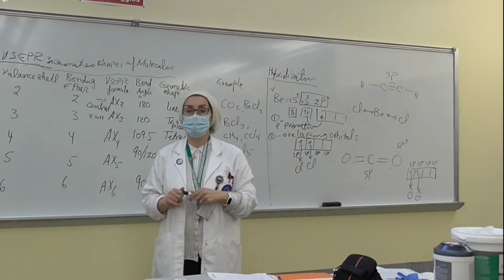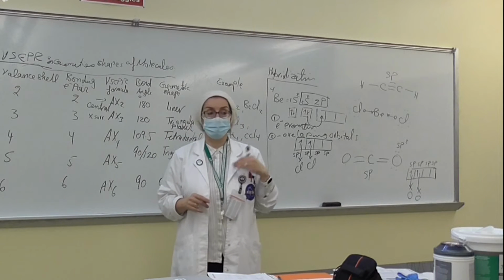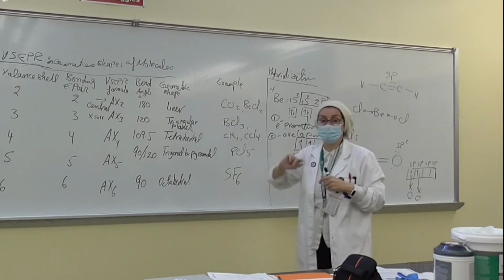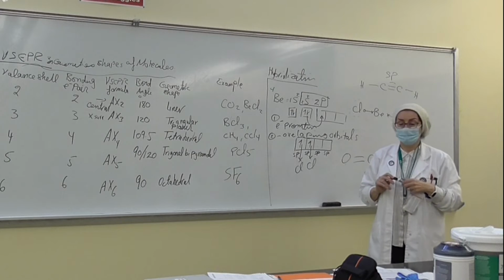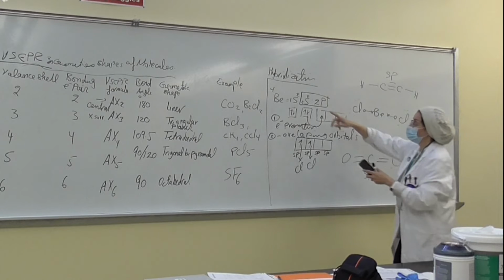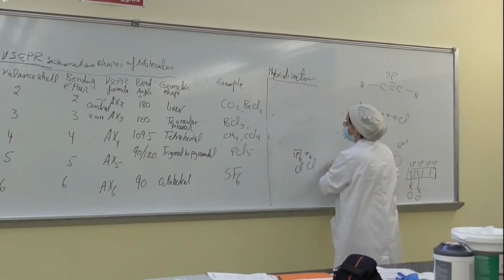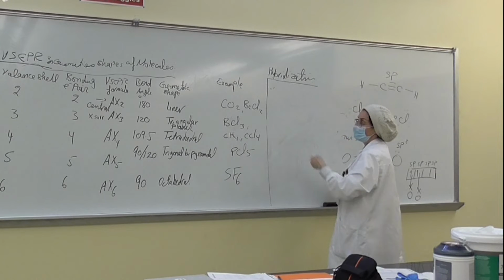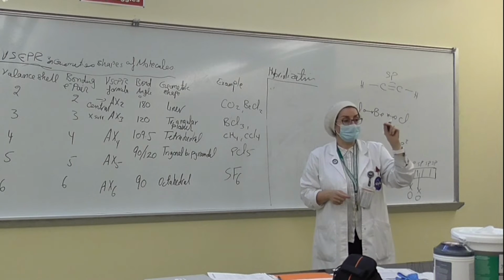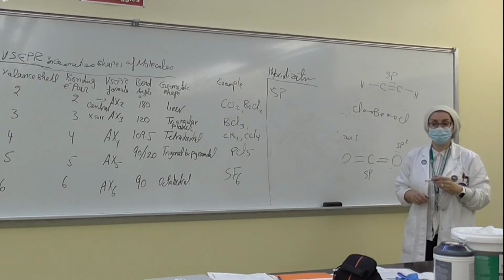So these are very important factors that we have to follow when we are going to draw the structure and decide or predict the shape of the structure, molecular structure, okay? So this is SP. I'm going to erase everything and replace it with the type of hybridization. The first one, I have the central atom surrounded by two atoms. This is an SP type of hybridization.